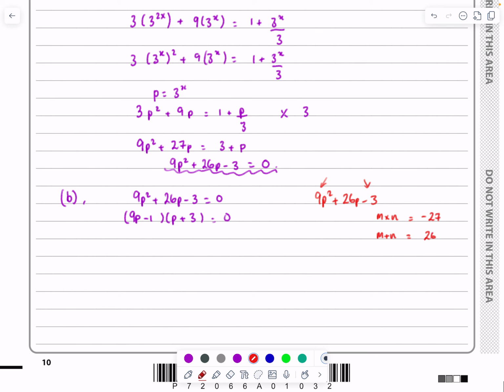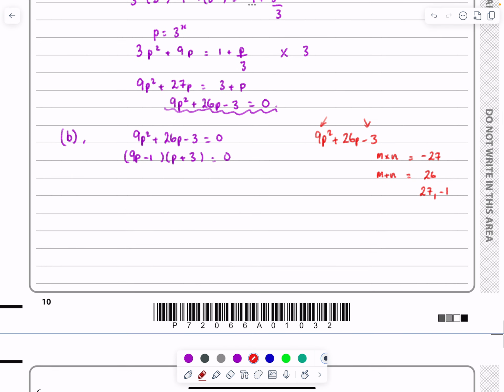So the two numbers in that case that are going to multiply together to make minus 27, but add together to make 26 are going to be 27 and minus 1. Well, if I've got those two numbers, all we do now is we replace our 26 with 27 and minus 1. So we would have 9p squared plus 27p minus p, minus 3 there. So when we're looking at it, this thing here has just been replaced by those two.